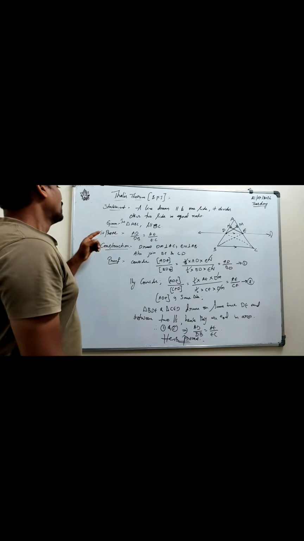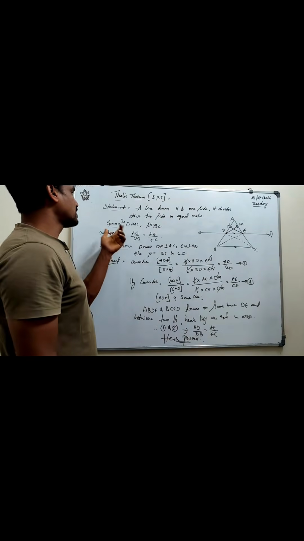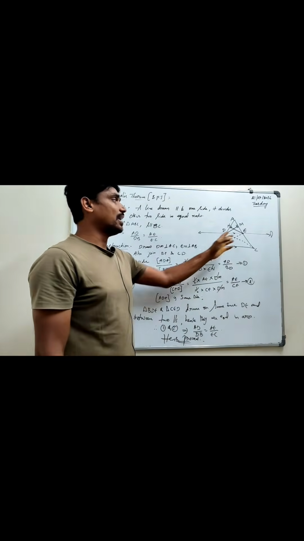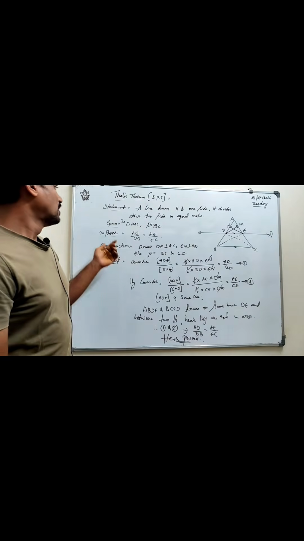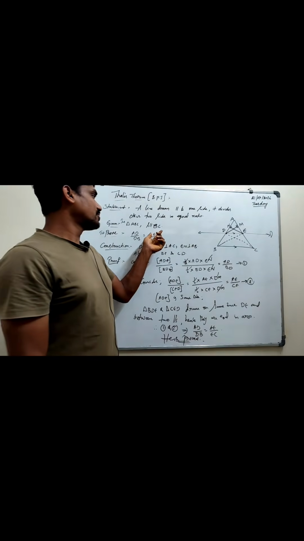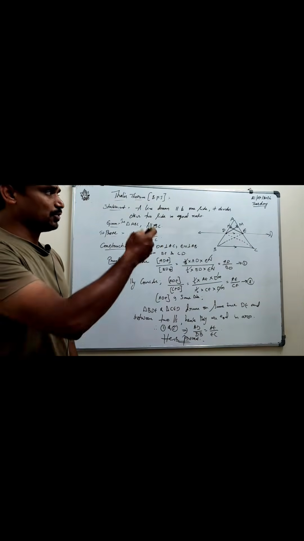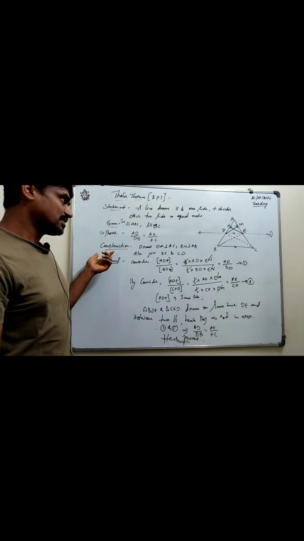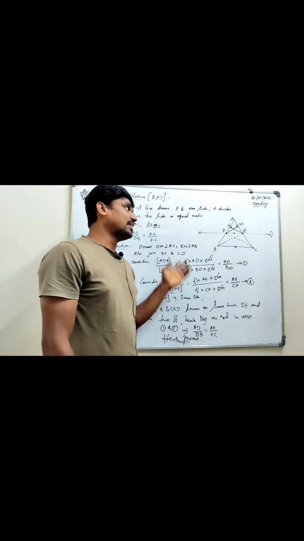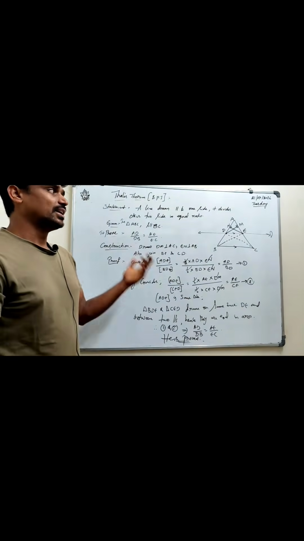And what is given in this case? In triangle ABC, DE is parallel to BC. This much is given, and we have to prove AD by DB is equal to AE by EC. That is what we are going to prove. For that we need a construction, because we don't have any direct approach to prove it without any construction.